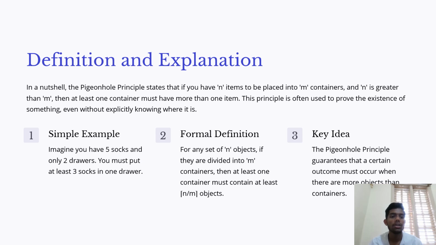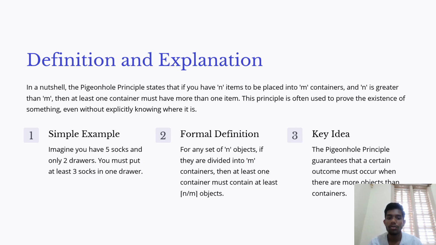Definition and explanation. In a nutshell, the pigeonhole principle states that if you have n items to be placed into m containers, and n is greater than m, then at least one container must have more than one item. This principle is often used to prove the existence of something even without explicitly knowing where it is. A simple example: imagine you have 5 socks and 2 dryers. You must put at least 3 socks in one dryer.